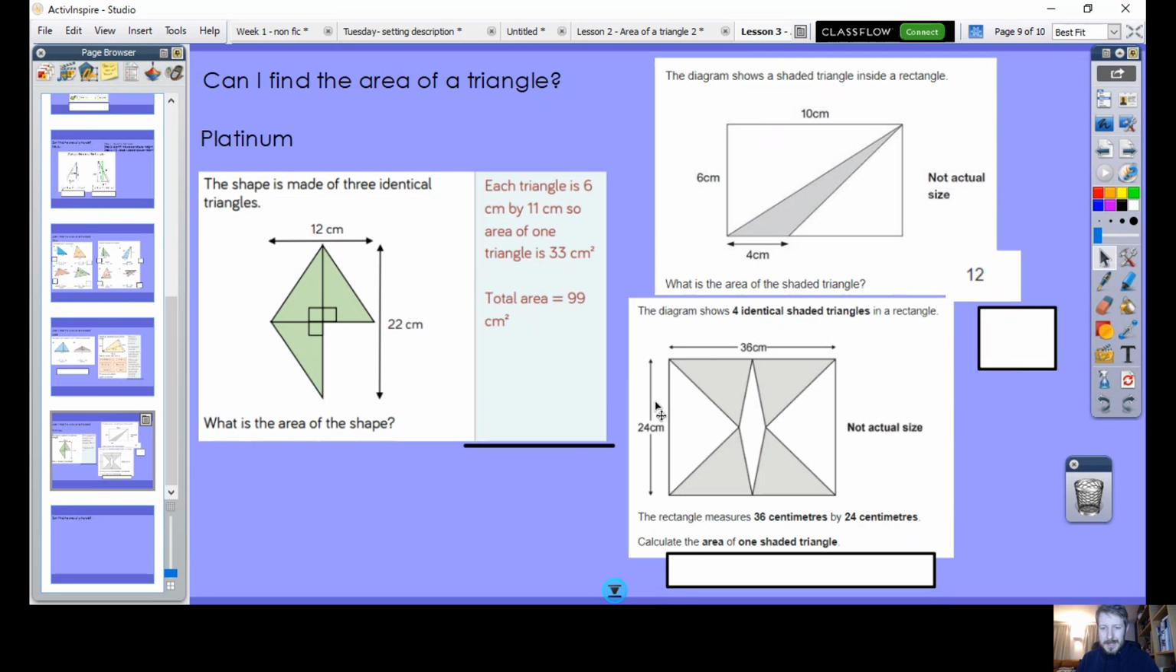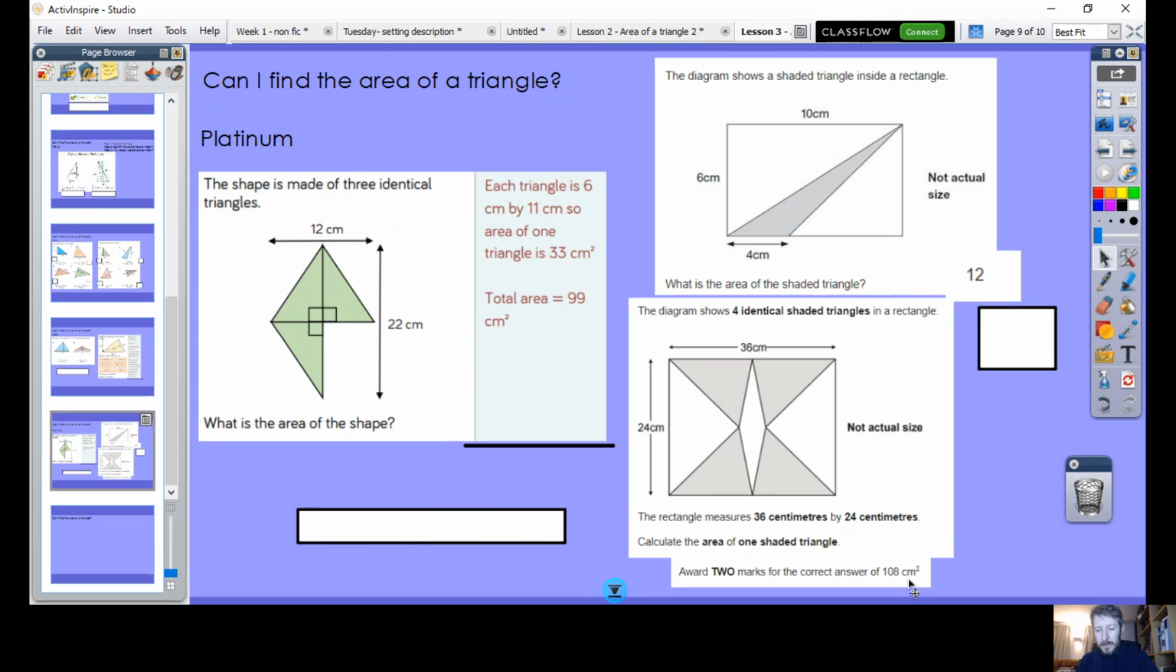And then this one, similar kind of problem to the other two, really. The diagram shows 4 identical shaded triangles in a rectangle. The rectangle measures 36 centimeters by 24 centimeters. Calculate the area of one of the shaded triangles. So it's very similar to this one, actually, in the way you would have tackled it. So thinking kind of what's half of this, and then that would give you one base here, and then you could calculate up to here would be the perpendicular height, and that would be half of the 24 coming up here. Then you do half the base multiplied by the height, and you would have got hopefully 108 centimeters squared.